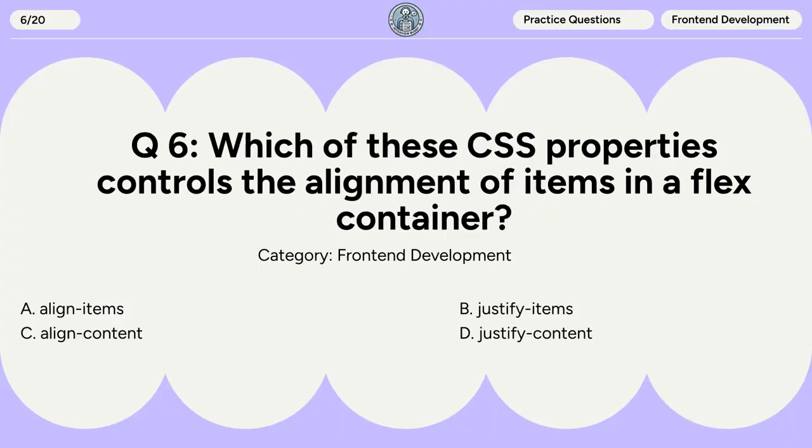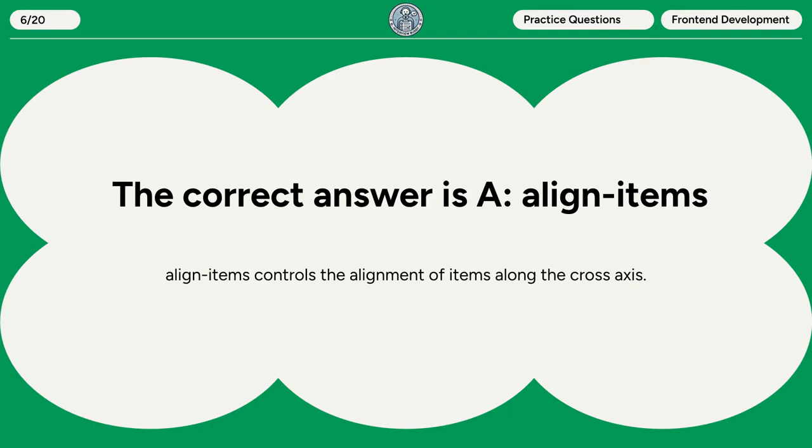Question 6. Which of these CSS properties controls the alignment of items in a flex container? A. Align items. B. Justify items. C. Align content. D. Justify content. The correct answer is A. Align items. Align items controls the alignment of items along the cross-axis.